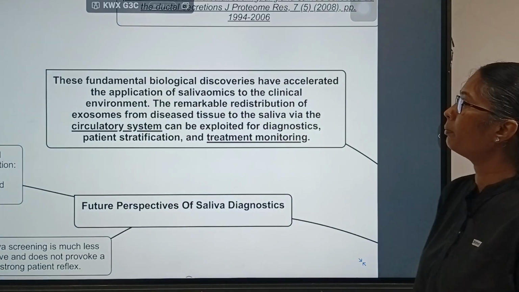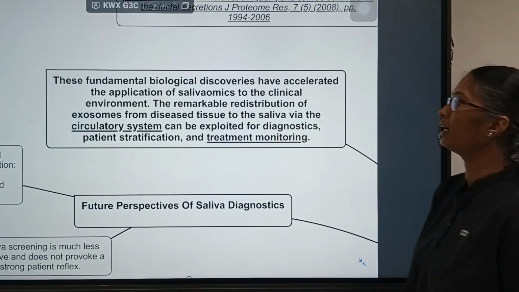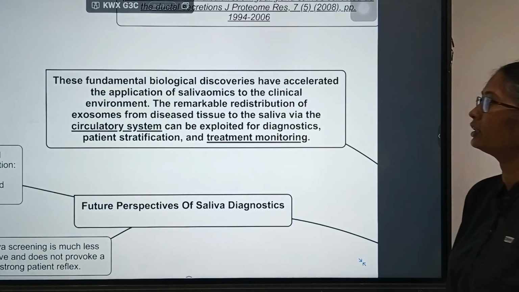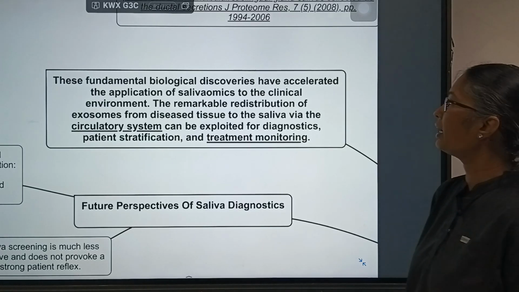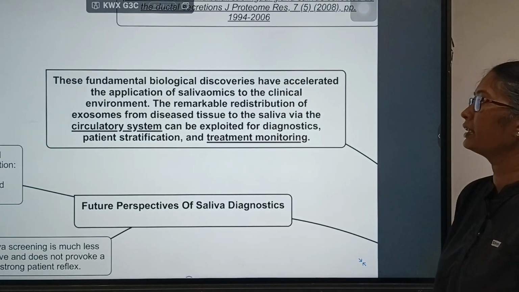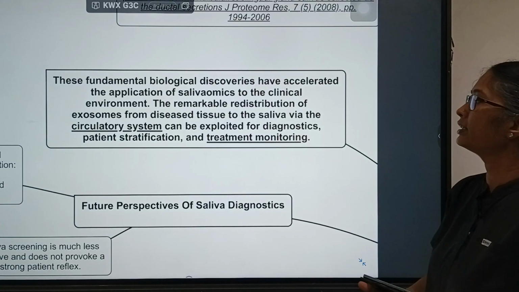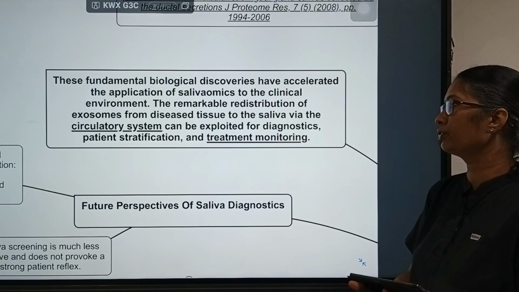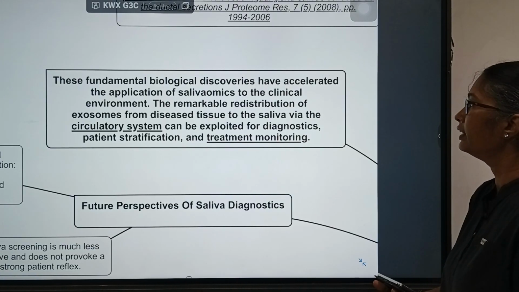So these fundamental biological discoveries have accelerated the application of saliva-omics to the clinical environment, and the remarkable redistribution of exosomes from the diseased tissue to the saliva via the circulatory system can be exploited for diagnostics, patient stratification and treatment monitoring.